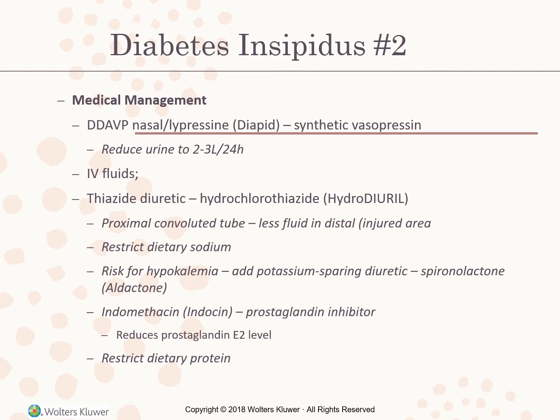Sometimes the doctor will prescribe the thiazide diuretic combined with spironolactone or amiloride, which are potassium-sparing diuretics, to help prevent hypokalemia. In addition, the doctor will prescribe indomethacin, which is an anti-inflammatory drug that will act as a prostaglandin inhibitor to reduce the level of prostaglandin E2. And lastly, the doctor will restrict the client's intake of dietary protein to reduce the work of the kidney to excrete protein nitrogenous waste.